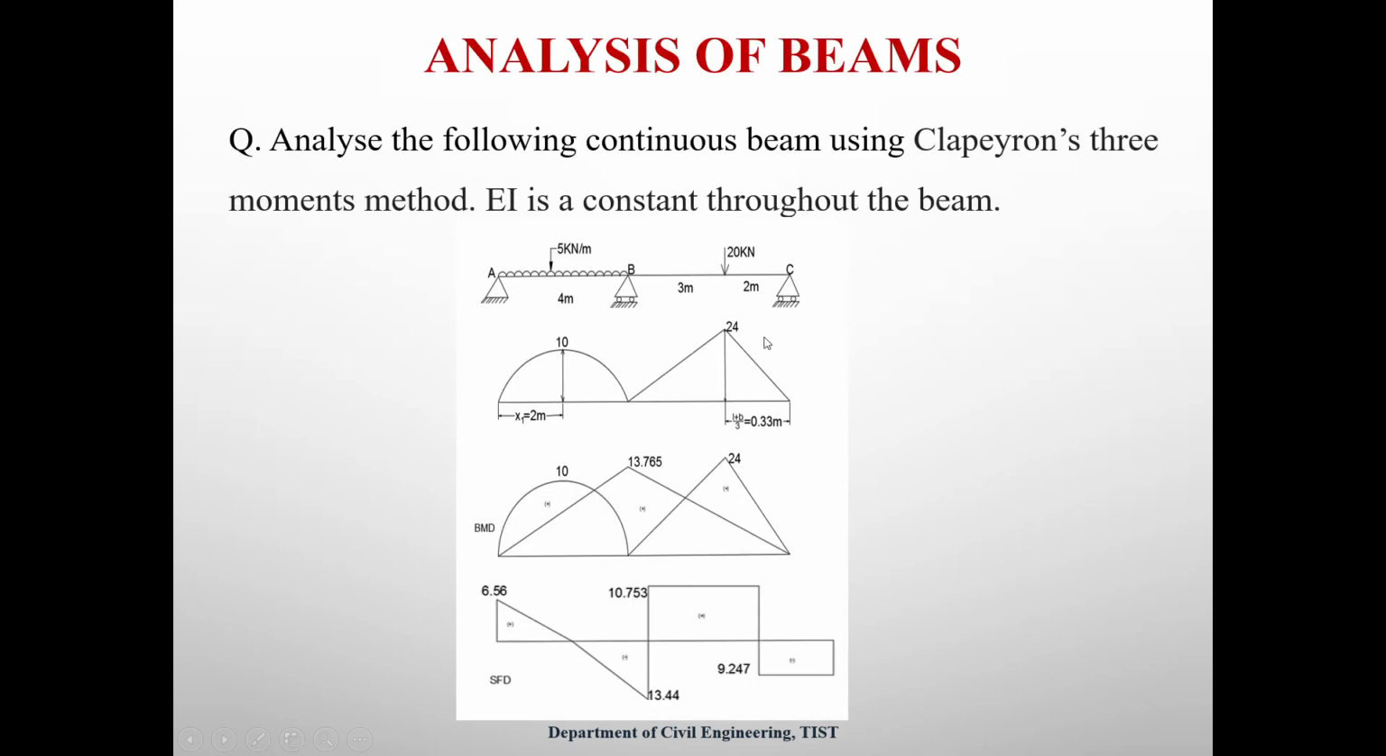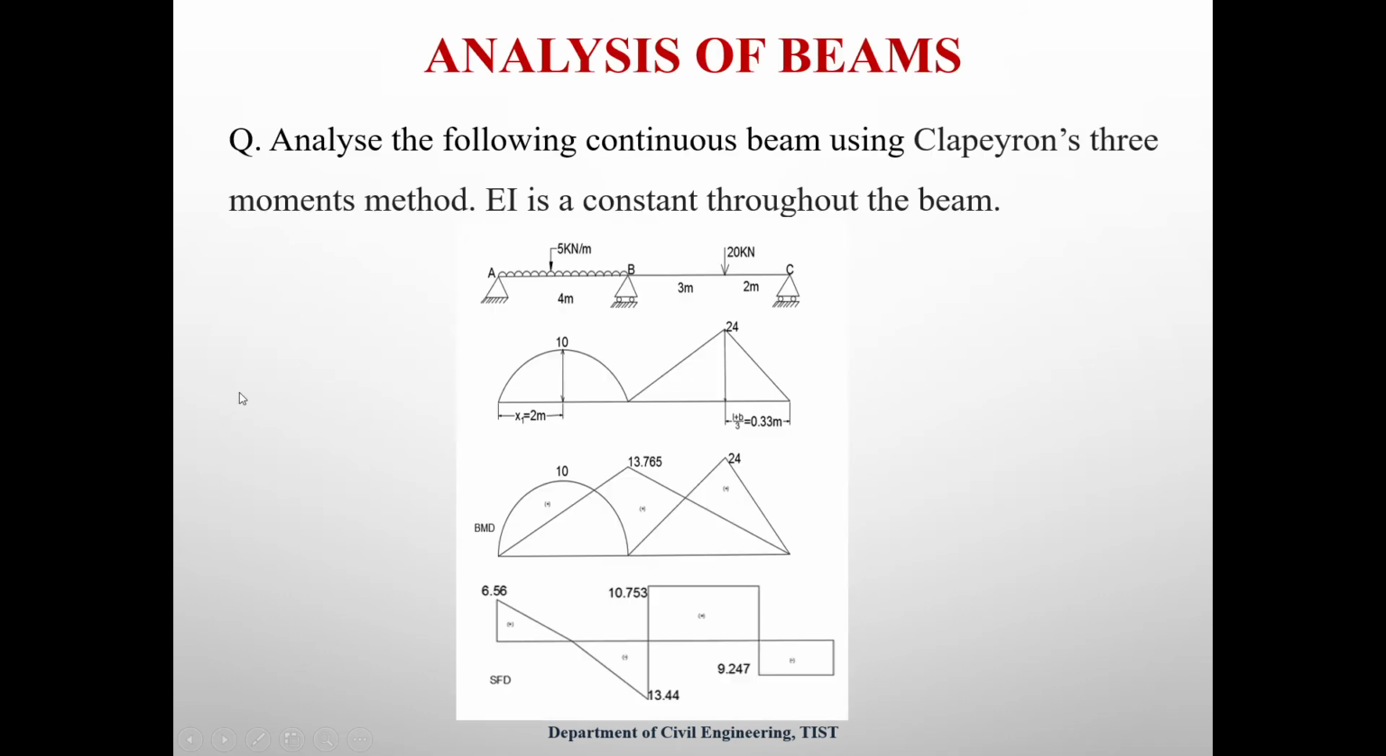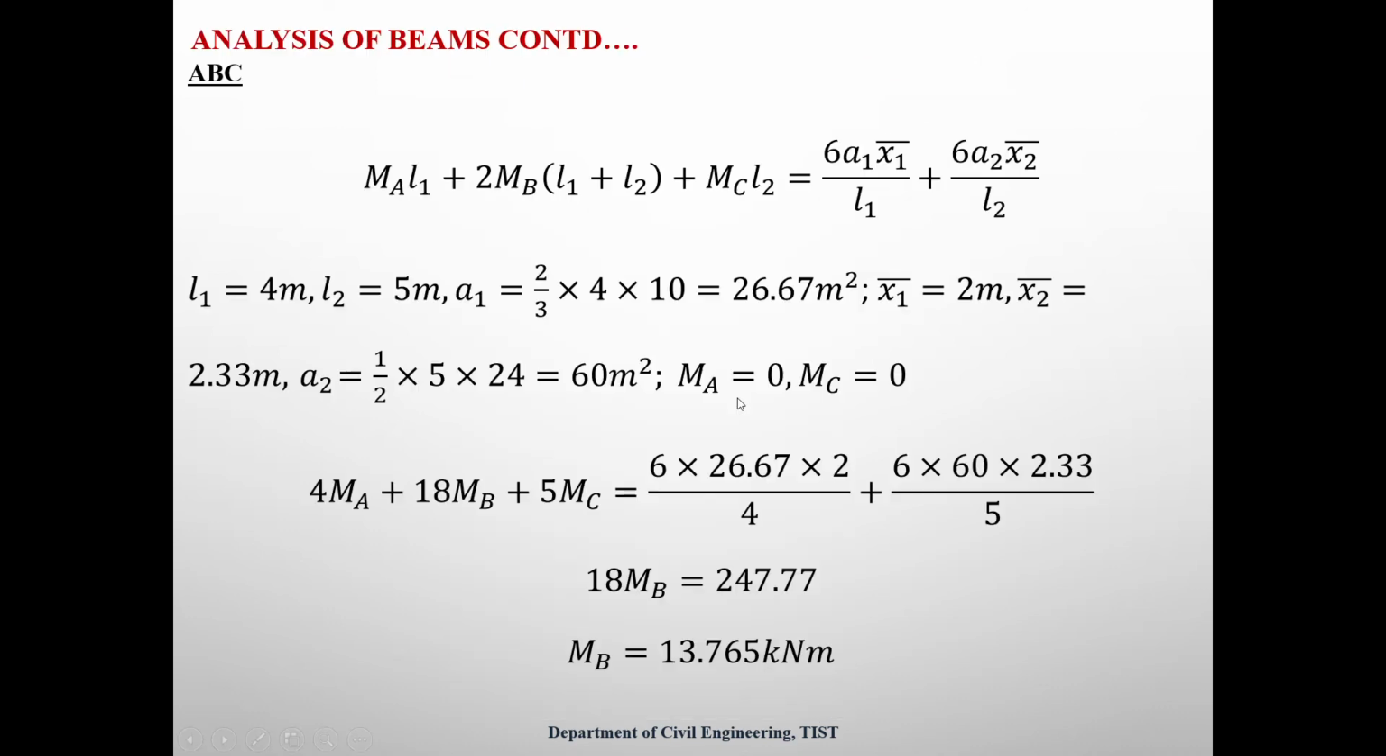x2 bar means it is the centroid of the free bending moment diagram over the span BC from C. From C, the equation is L plus B by 3, that means 2.33. A2 means it is the area of the free bending moment diagram over the span BC. That is a triangle. The equation for area is half into base into height, that means half into 5 into 24. That is 60 meter square.